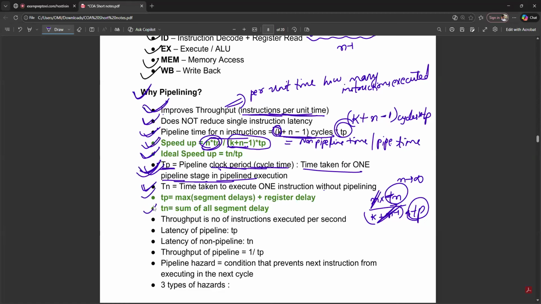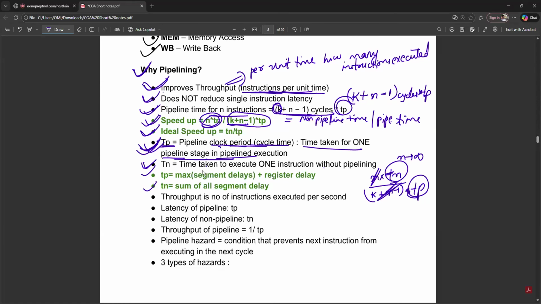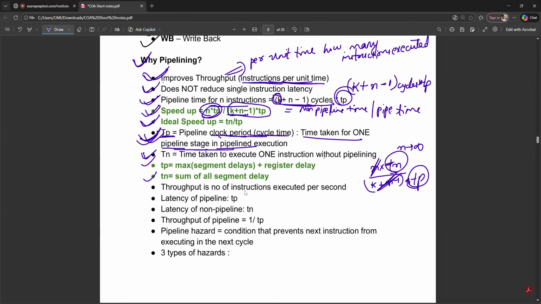Now there is a formula for it. What is the TP? It is the maximum segment delay plus register delay. So let's say these are the segments, and in between there is a register. So what is the TP? TP is equal to the maximum of all the segment delays plus only one register delay, right? One register delay.